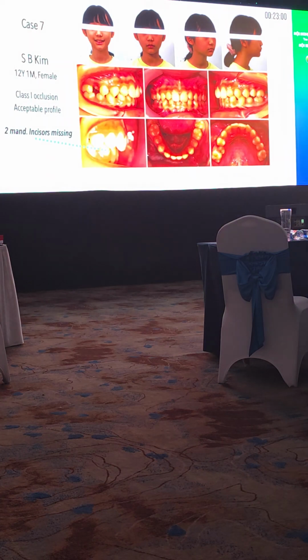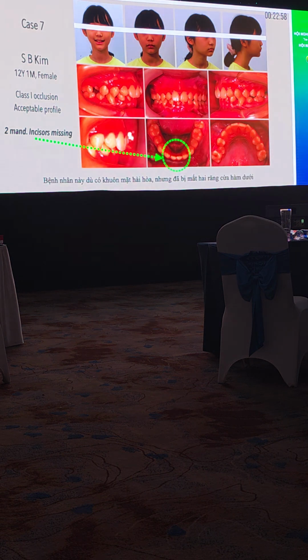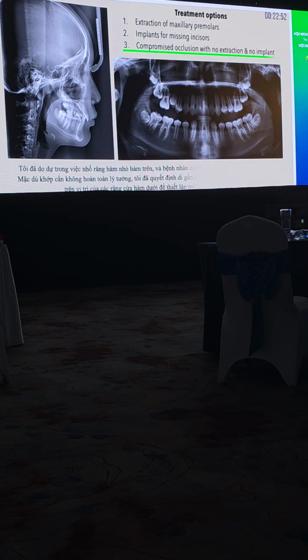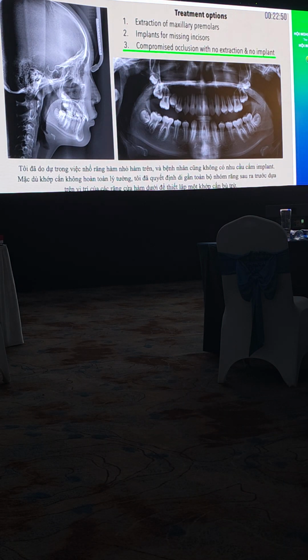This patient, who possesses a favorable facial appearance, has lost 2 mandibular incisors. I hesitated to extract the maxillary premolars, and the patient expressed disinterest in undergoing implant. While the occlusion is not completely ideal, I decided to advance all the posterior teeth based on the positioning of the mandibular incisors to establish a compromised occlusion.